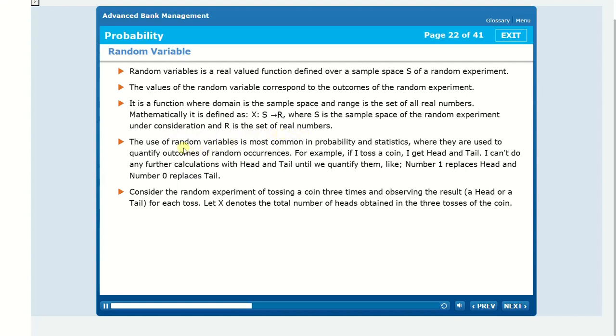The use of random variables is most common in probability and statistics, where they are used to quantify outcomes of random occurrences. For example, if I toss a coin, I get head and tail. I can't do any further calculations with head and tail until we quantify them, like number 1 replaces head and number 0 replaces tail. Consider the random experiment of tossing a coin 3 times, and observing the result for each toss. Let X denote the total number of heads obtained in the 3 tosses of the coin.